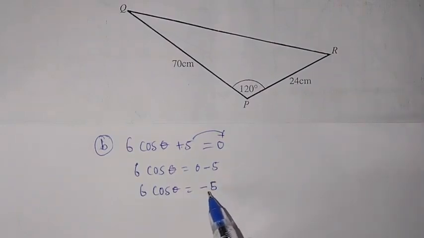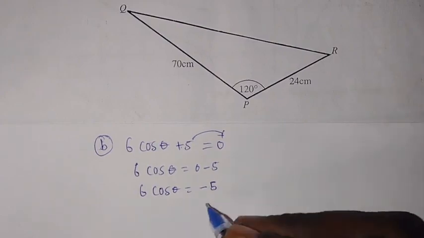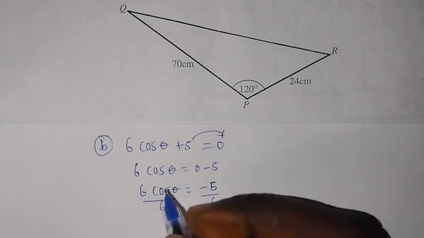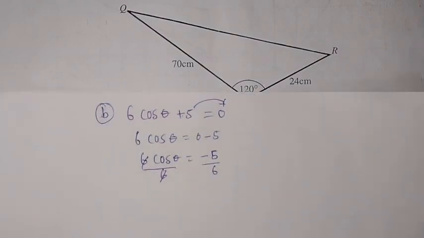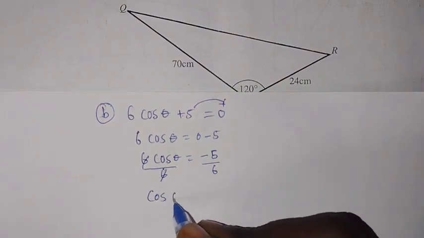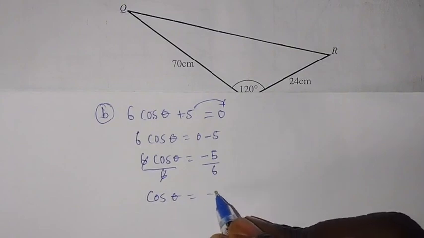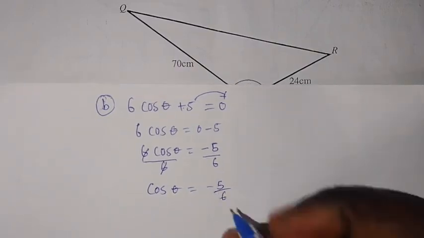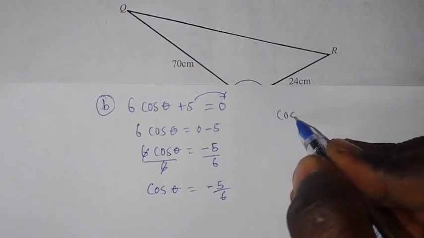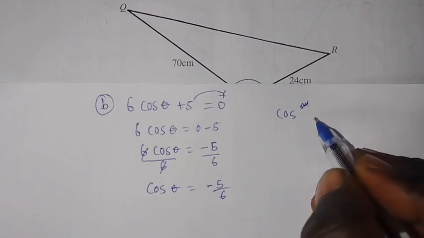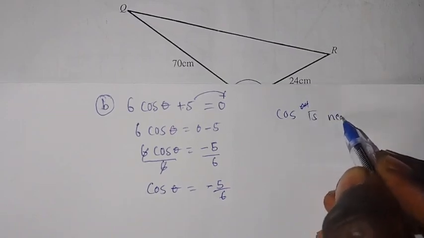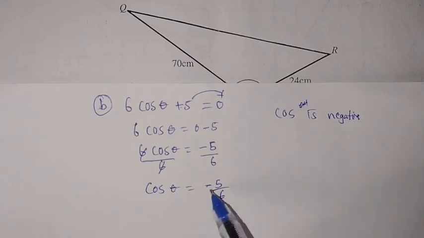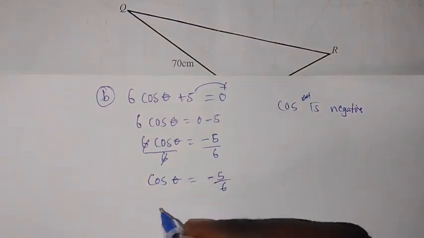Now we divide by 6, we divide by 6. This and this will cancel. So we're going to have cos theta is equal to negative 5 over 6. Since there is a negative here, this negative indicates that our cos is negative. Take note of this. It indicates that the cos is negative. Now we need to make theta the subject of the formula.